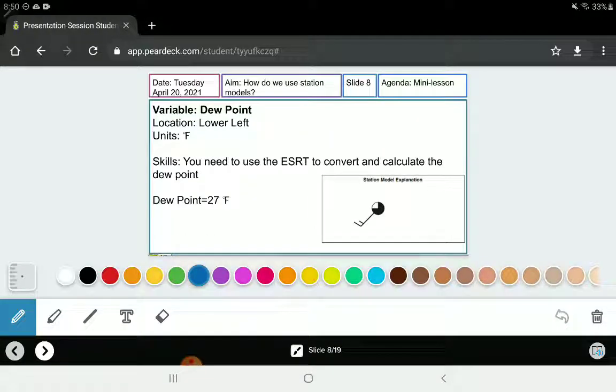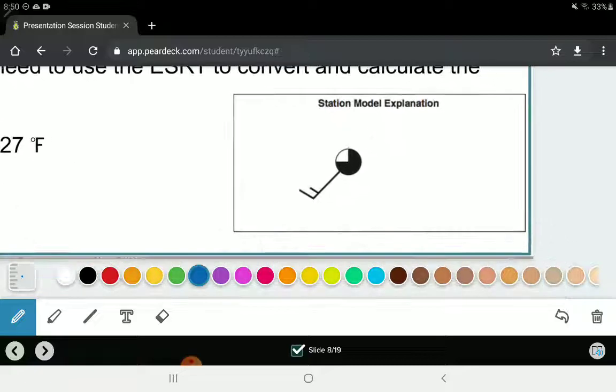Our next variable is dew point. Dew point is going to be on the lower left. The units are going to be in degrees Fahrenheit. You need your ESRT to convert and calculate the dew point. If we were to look at all of those, the first one was 28 degrees Fahrenheit, then it was 1/2 mile, and it was snowing, and then you would need to add the 27 degrees Fahrenheit down to the bottom left.